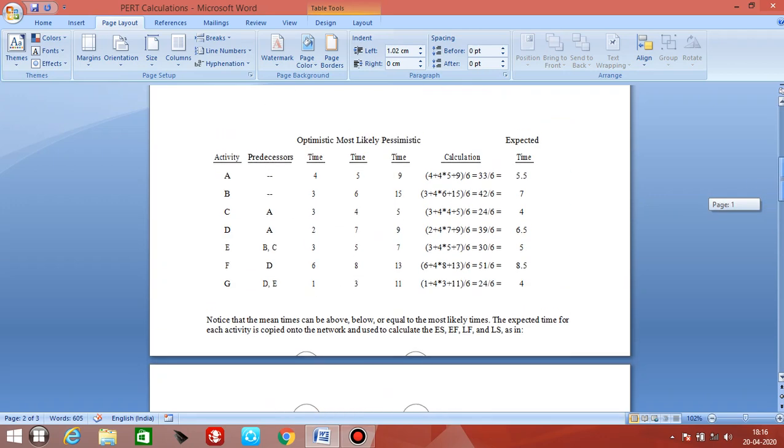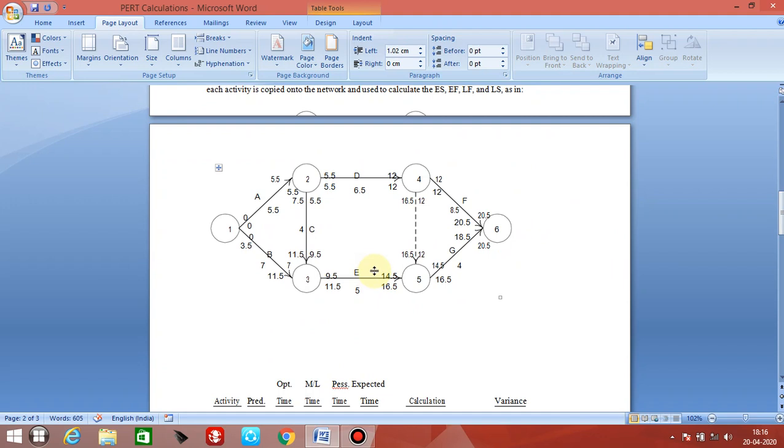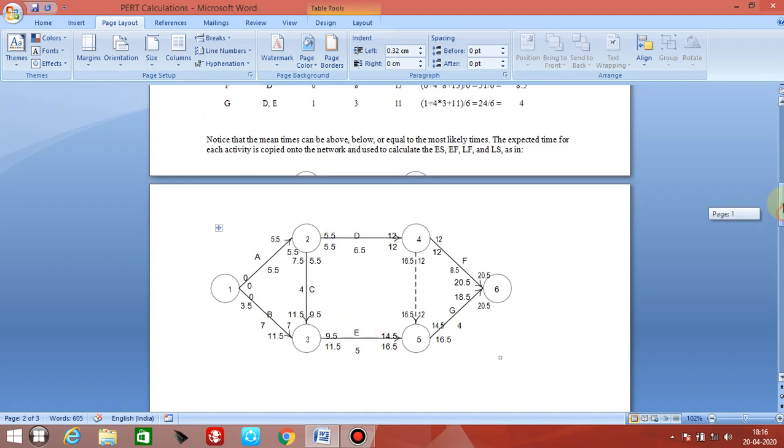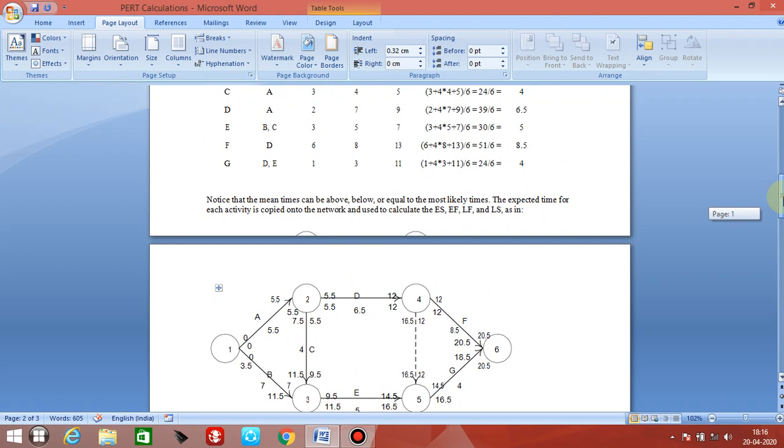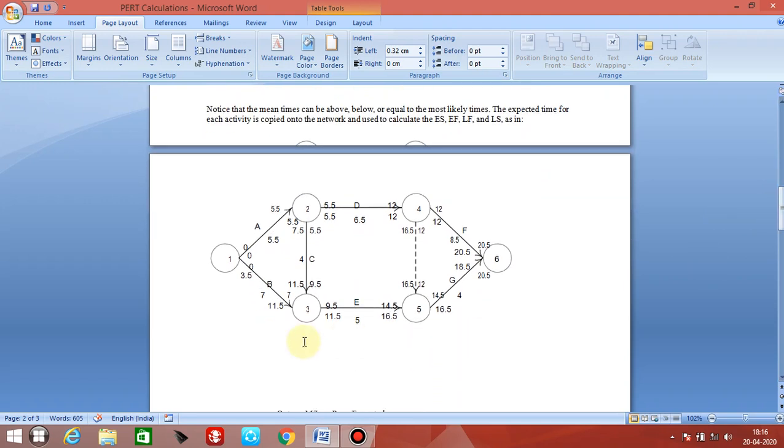After D comes E. E is this one. E has two predecessors, one is B, another is C. See, B is here, C is here. Both are coming into this node. From this node I have drawn E. So E has both C and B as predecessors.